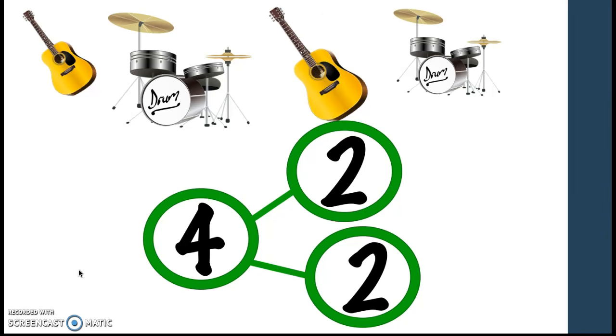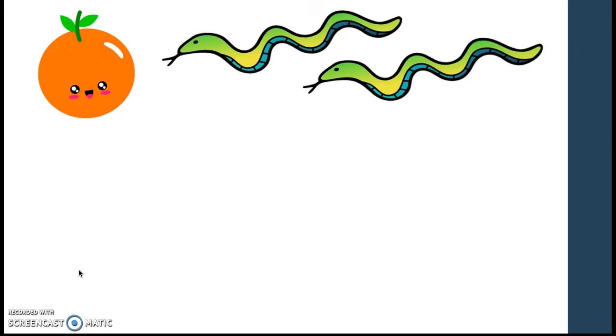Okay, how does your number bond look? Does yours look like mine? Hey, good job. Yeah, you could clearly see the 2 parts. I had 2 drummers and 2 guitarists. And then I had 4 people in the band all together. Excellent. All right, go ahead and erase your board and make another empty number bond. Okay, so here we go. Ooh, I see an orange and 2 snakes. Blech. All right. Press pause.